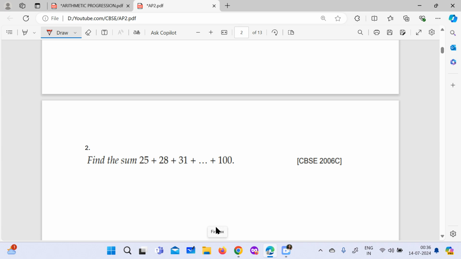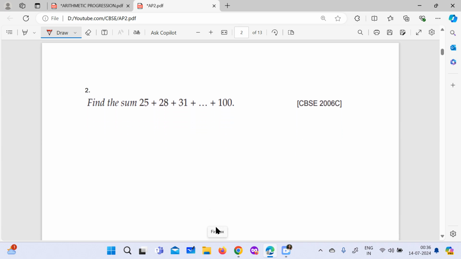Next question. This question has come sometime in an exam in 2006. Find the sum 25 plus 28 plus 31 plus ... plus 100. So here you need to find the sum of these terms. First look at the given things. We can see that we know a here and we know l here. So you know the first term and you know the last term. So let's write it: a equals 25, l equals 100.